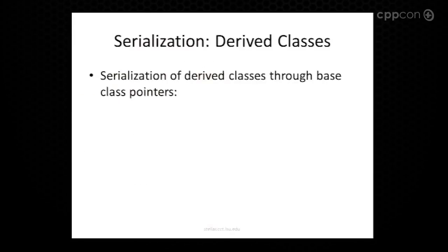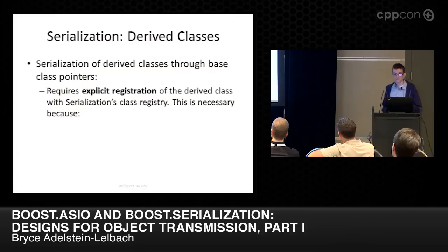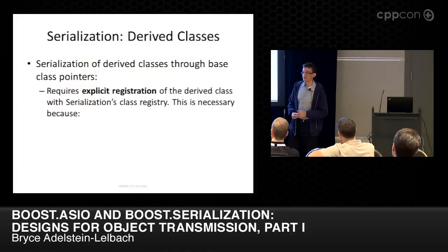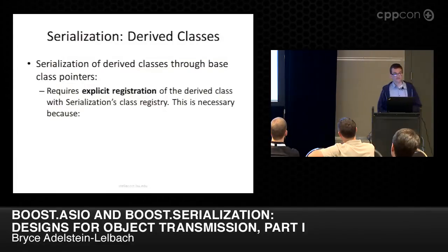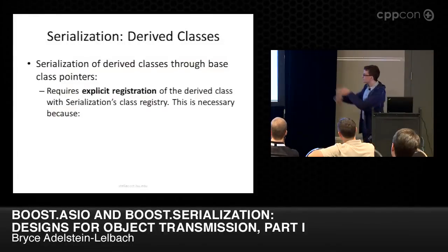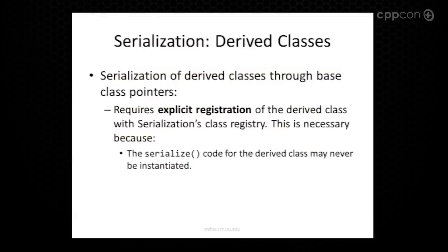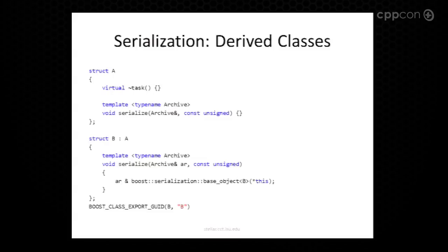All right, so let's talk about serialization of derived classes through base class pointers. This requires explicit registration of the derived class with serialization's class registry. We actually have some cool hacks now that allow us to get around that and to automatically register classes at runtime. That's in the last slide, so we'll maybe talk about that. But in the regular use case, you can just use explicit registration. This is necessary because we need to make sure that the serialized code for the derived class is instantiated. And we need some identifier when we stick it into the registry.